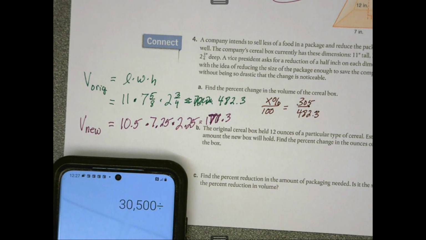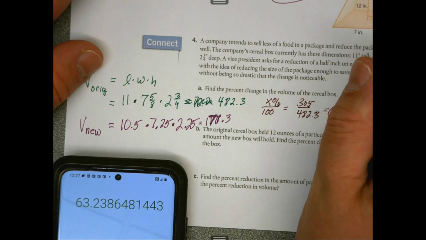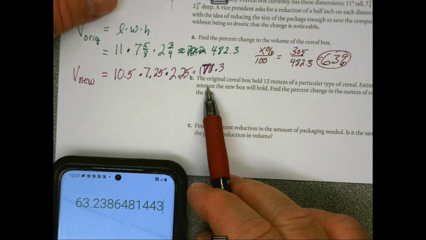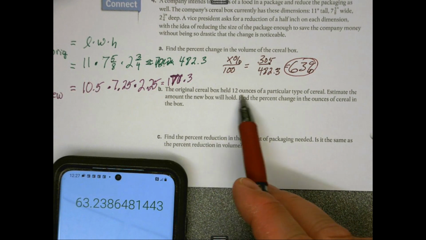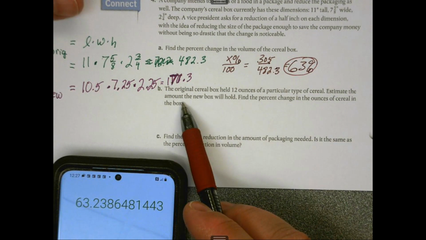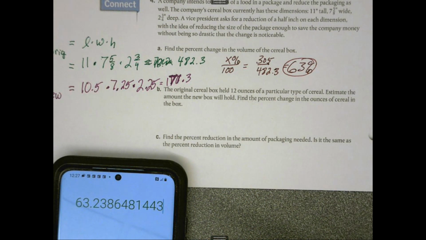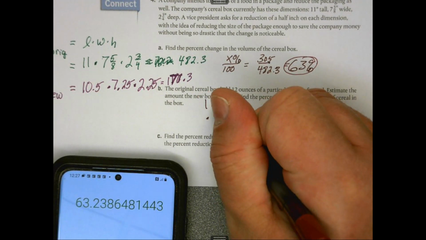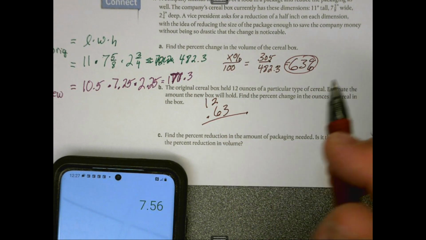The original box held 12 ounces of a particular cereal type. Estimate the amount the new box will hold. It's going to be 63% of 12. So I get 7.56, so 12 minus 7.56. You're only going to get about 4.5 ounces of cereal.